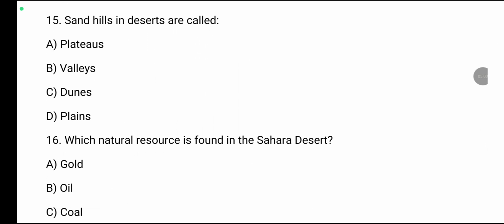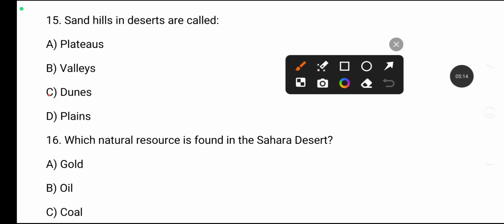Question number 15. Sand hills in the desert are called as: plateaus, valleys, dunes, plains. It is called dunes.